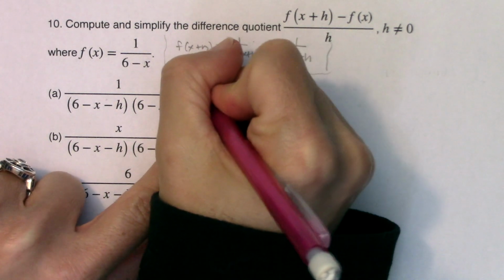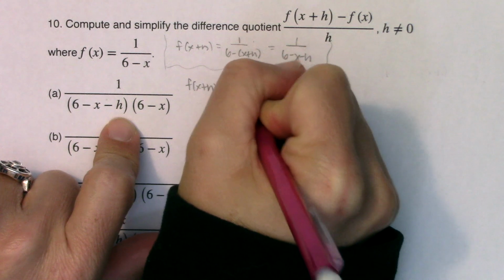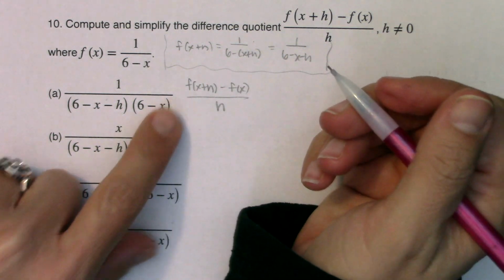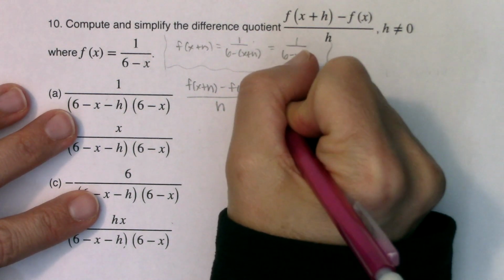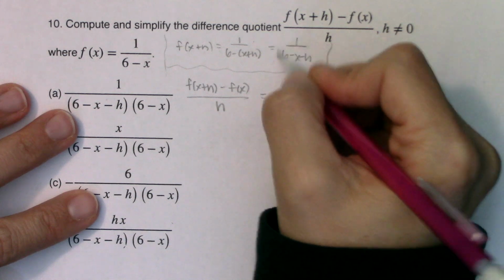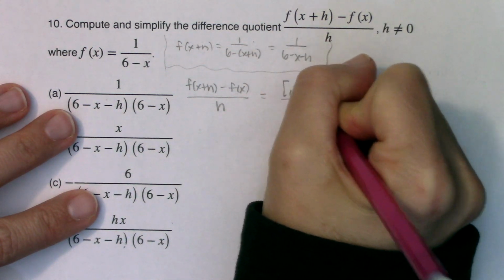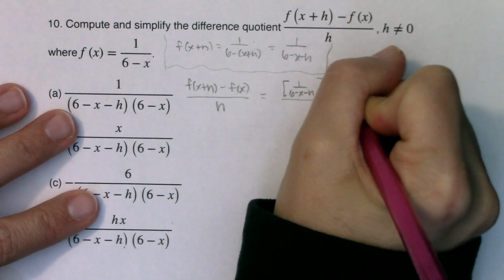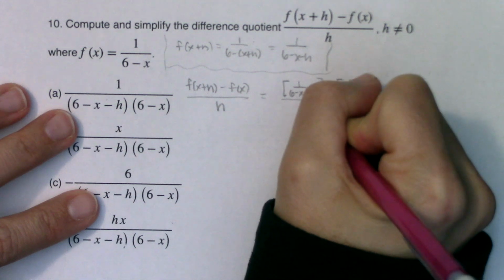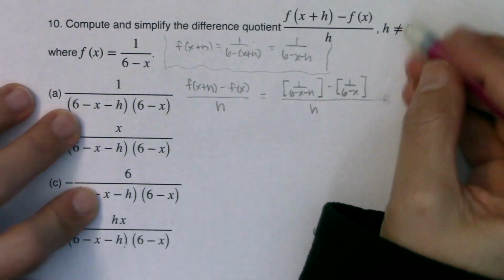All right, so I'm going to start with my original expression. Pretty standard, f of x plus h minus f of x over h. And you'll see this a ton in calculus. All right, so let me go ahead and substitute in my particular function. So f of x plus h is 1 over 6 minus x minus h. The original function is 1 over 6 minus x, and this is all just over h, okay? All right, so I've got two fractions.